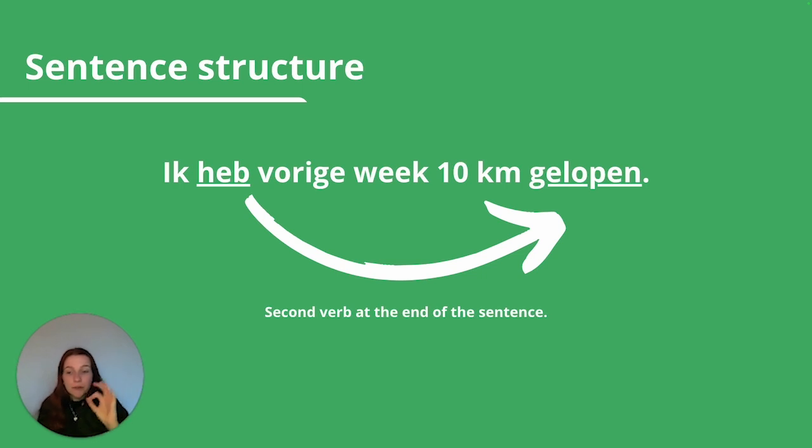So, what is something really important to know when you're using this tense? It is that you have to know that the sentence structure is a bit weird. Why? Because our second verb is always going to be put at the end of our sentence. Ik heb vorige week 10 kilometer gelopen. Whereas for example, in English, you would say, I have run 10 kilometers last week. In Dutch, we are going to be putting that second verb at the end of your sentence. This is something really important to know and something that you have to keep into account.